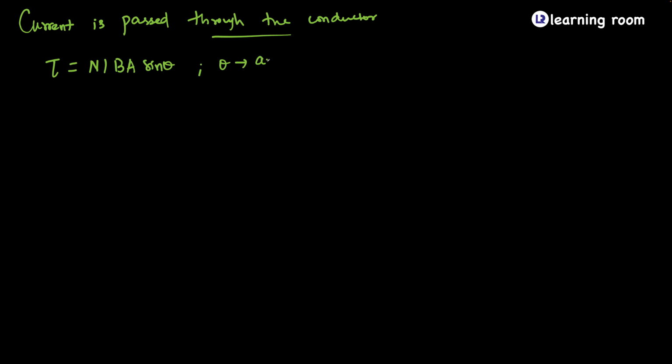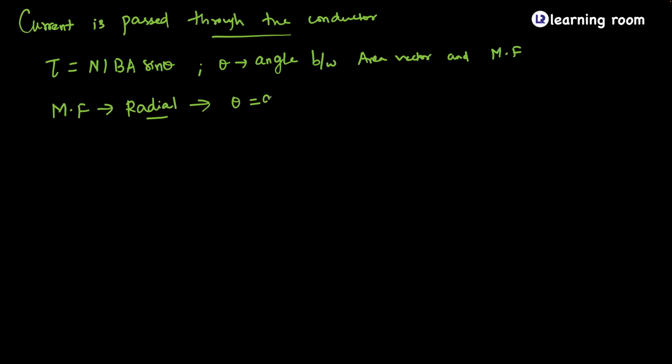Theta is going to be the angle between area vector and magnetic field. Okay. Now, if you observe, I told you that the magnetic field that is getting generated is going to be radial in nature. So the meaning of radial magnetic field is the value of theta will always be 90 degrees.